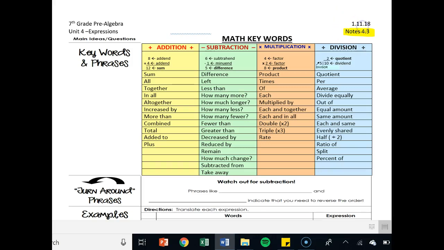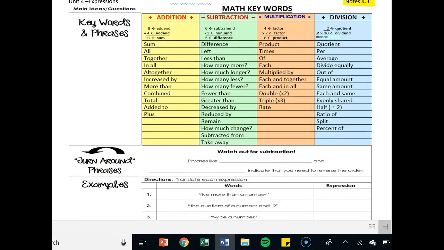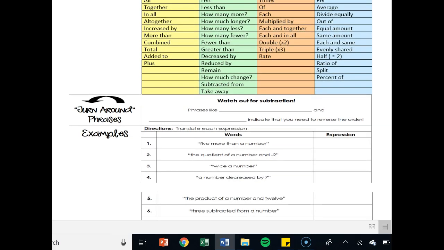Today we're going to be talking about writing algebraic expressions, so throwing some variables into these expressions that we've been working at and trying to translate them. So these keyword phrases are going to be super important. You have this as a bigger sheet in your binder, but it's going to help us translate words into operations today. Big thing that you want to worry about is watch out for subtraction.